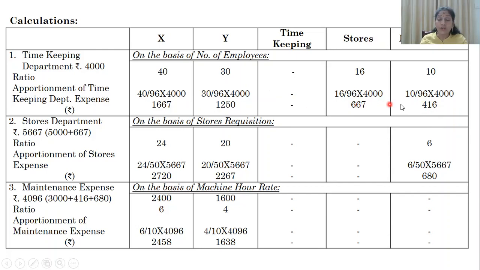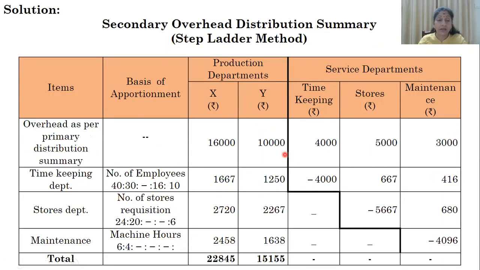We have to apportion these expenses, that is the timekeeping department expenses, to the various departments, that is 2 production departments and 2 other service departments. This amount has been posted here. See, timekeeping: 1,667, 1,250, then 667, then 416. See, this is already done, not to be charged. Already done for timekeeping department. It should not be charged again.